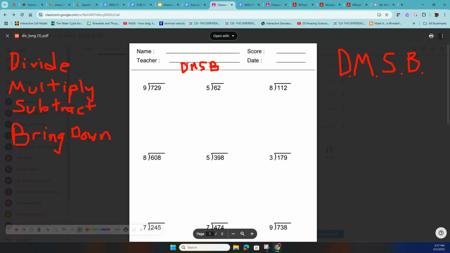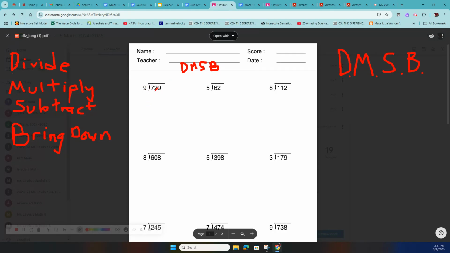So the very first step is to divide, okay? So I'm going to divide 729 by 9. And remember our division terms. The number that's being divided, dividend. The number that's doing the dividing, that's the divisor. And then my answer when I find it, that'll be my quotient, okay? So anyhow, my dividend, let's divide it by 9.